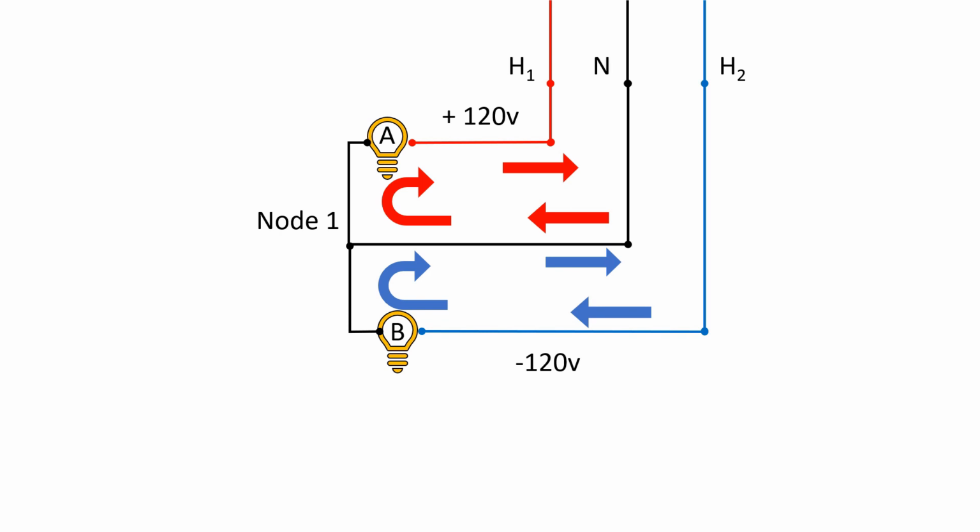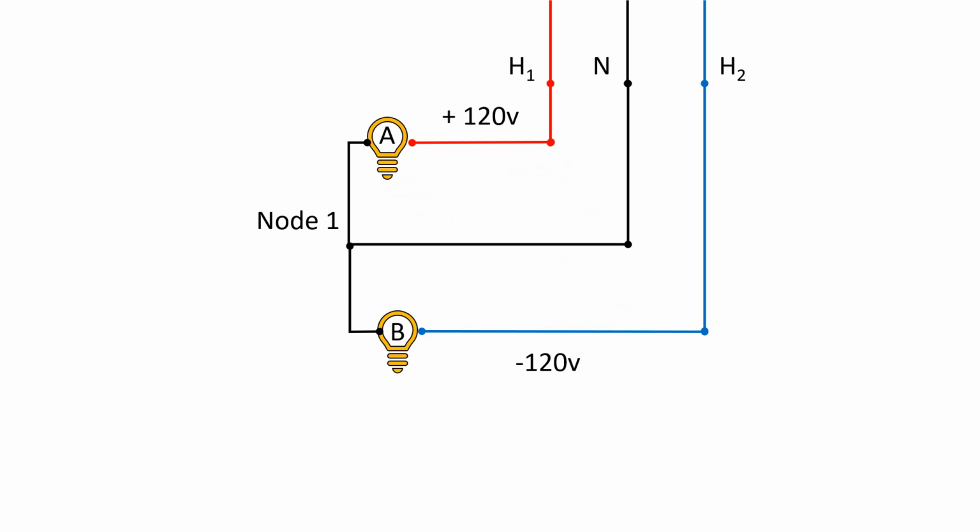So what ends up happening is you have the flow of electricity go from the hot B into node 1, but then instead of returning on the neutral, they go straight over to the A light and return on the hot A. So then you have 0 current on the neutral wire. And if you have no current, then you don't have any voltage drop.